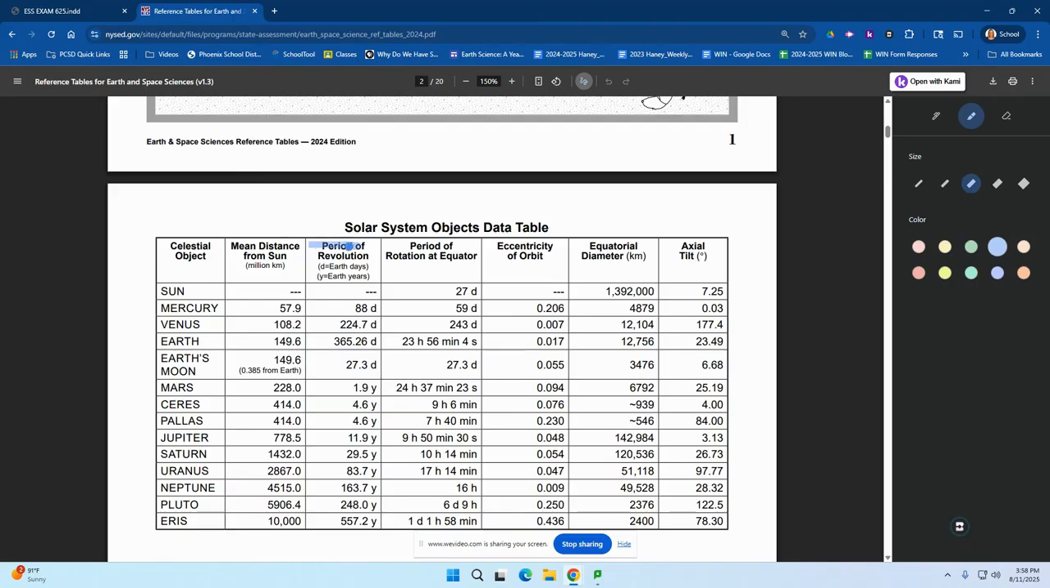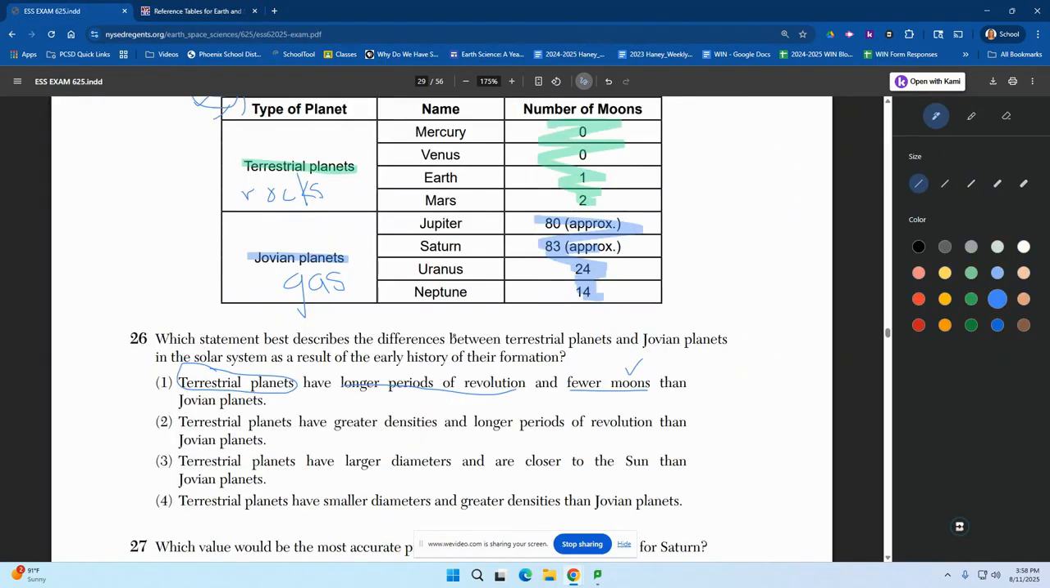Right here, period of revolution. And I'm going to highlight my first 4, Mercury, Venus, Earth, and then Mars right there, compared to my Jovians, which we used blue, Jupiter, Saturn, Uranus, and Neptune. Okay, so now I can make that comparison. I have 88 days. So these are in days, or here's 2 years about. These ones are 11.9 years, 29.5 years, 83.7, 163.7 years. So these are much, much longer. My Jovian planets actually have longer periods of revolution, so this is not true. That gets rid of answer number 1.